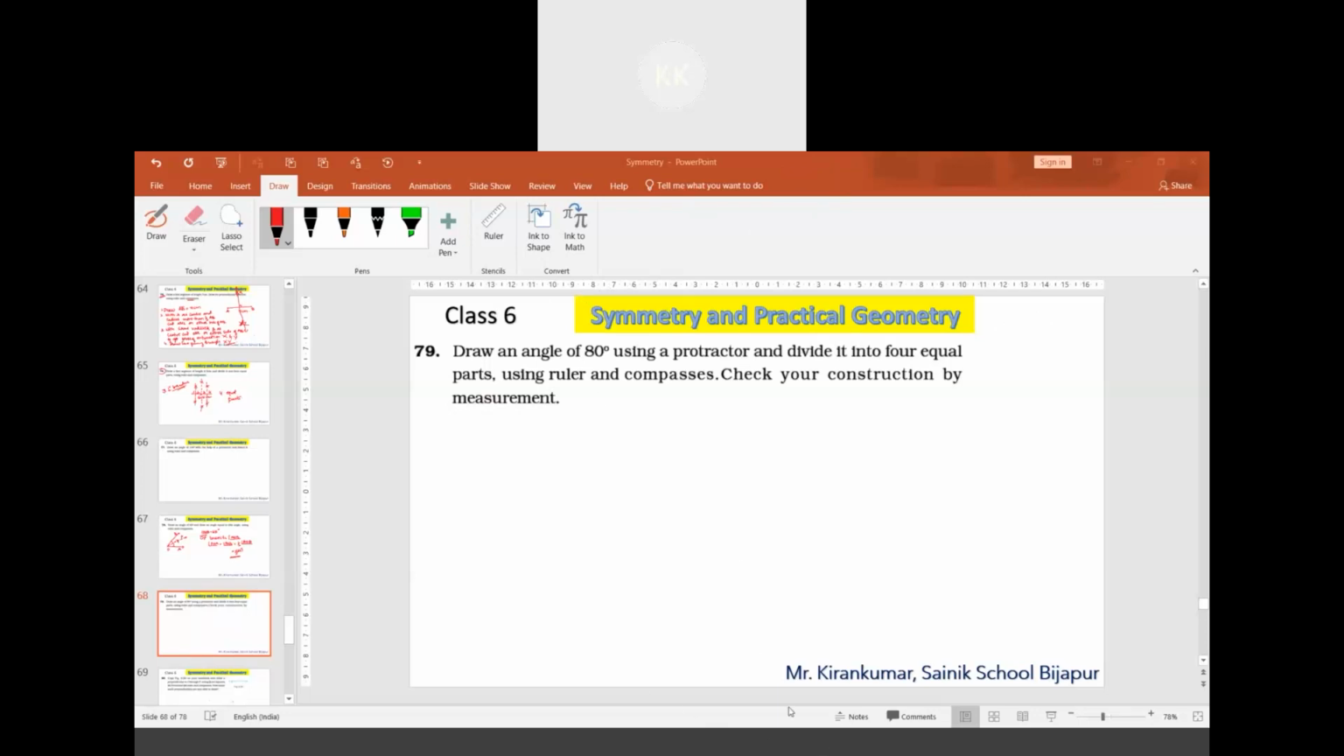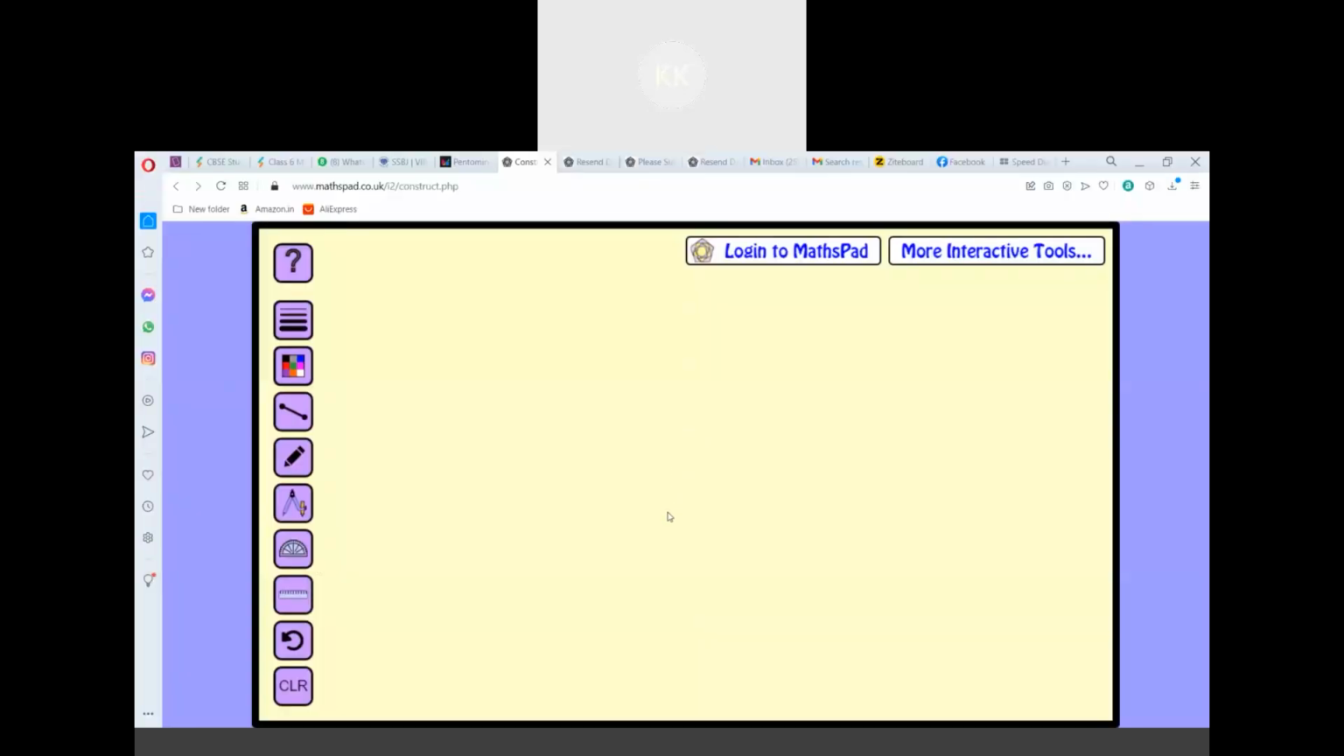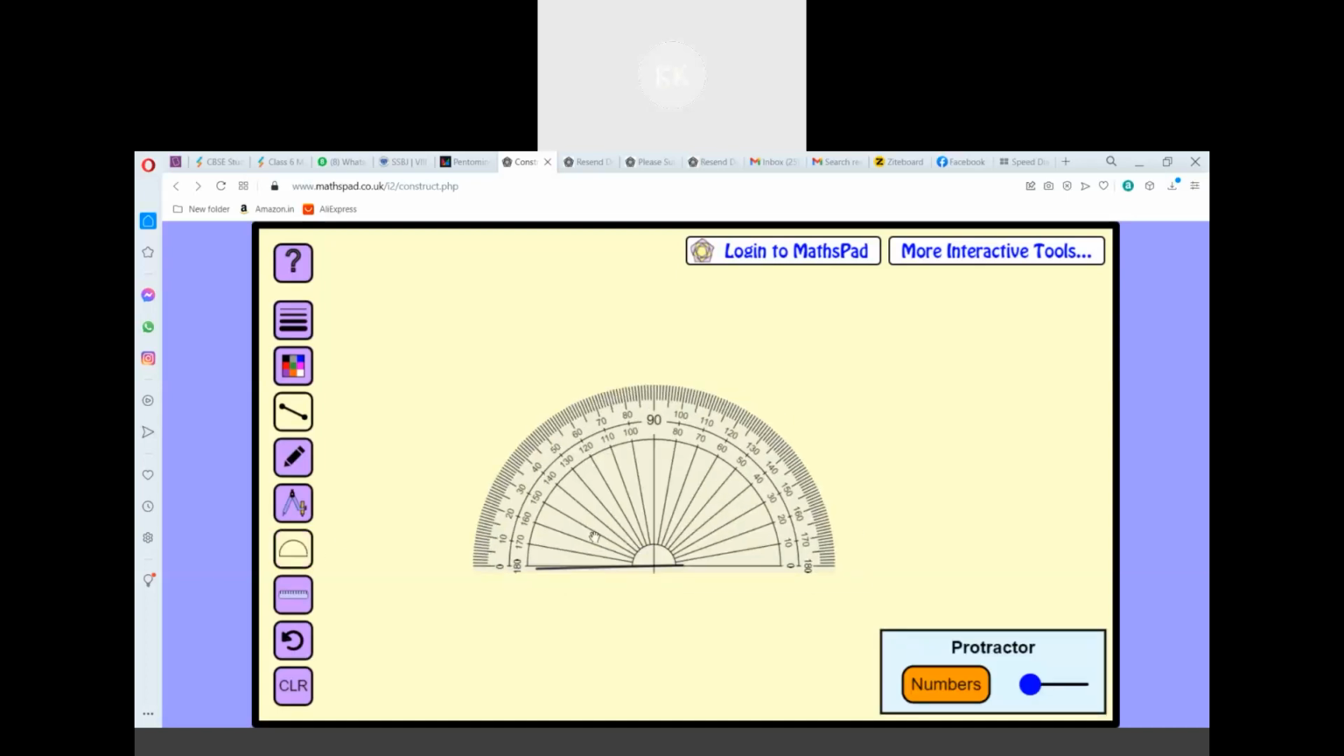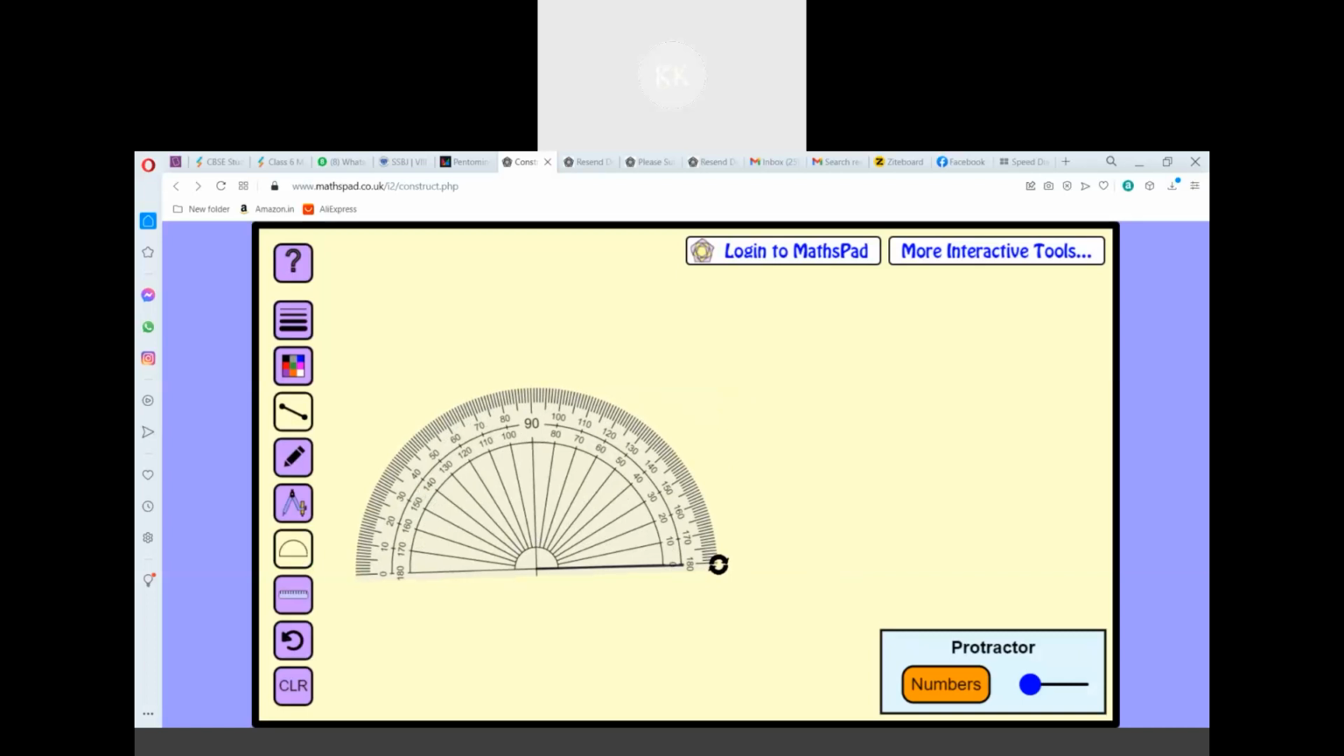It is the 80 degree question, and you have to make it into 4 equal parts. Let me try using this app only. Now we will try. You are able to see this? First we should have a line segment. Then we have to measure 80 degree. The main thing is you have to place this protractor properly. 80 degree you have to measure from this side. This is the point where 80 degree is there. So let me take pencil, mark this 80 degree.